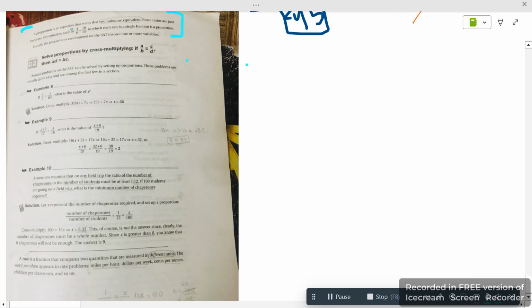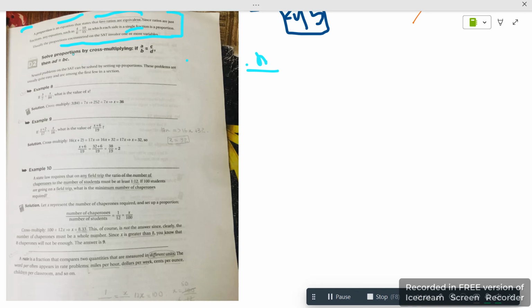A proportion is an equation that states that two ratios are equivalent. This means they are roughly equal. Ratios, as we discussed, can be fractions, decimals, percentages, and a lot of things. But any equation such as 4 upon 6 equal to 10 upon 5 means each side is a single fraction. In a proportion, every single fraction is known as a proportion, whereas in a ratio both sides were ratios. This is the difference.